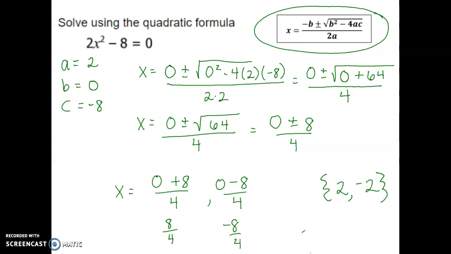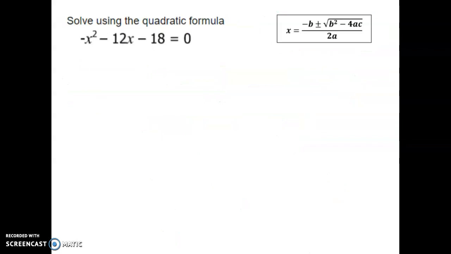So if one of the terms is missing, if B or C is missing, just put a 0 in for that term, plug it in like normal, and solve it out. All right, let's try one more solving with the quadratic formula. So here we have negative x squared minus 12x minus 18 equals 0.